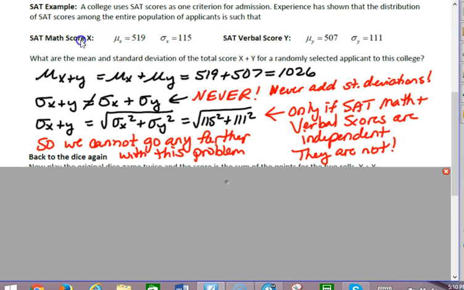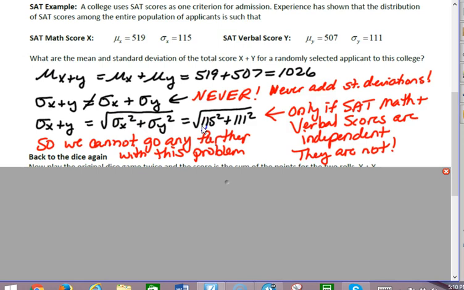A student who scores high in one category is more likely to score high in the other, because maybe they're farther along in school, they've had a better background educationally, they're overall just more intelligent academically, because there are lots of different kinds of intelligences. But anyway, it's very unlikely that these are totally independent of each other. So because they are not independent, we cannot add the variances and we can't find the standard deviation. So we can't go any farther with this problem in AP Stats.